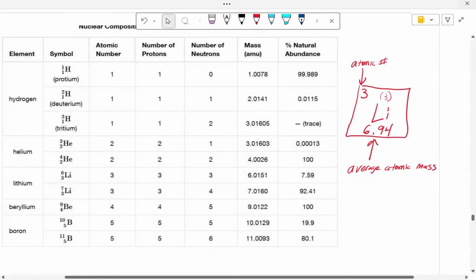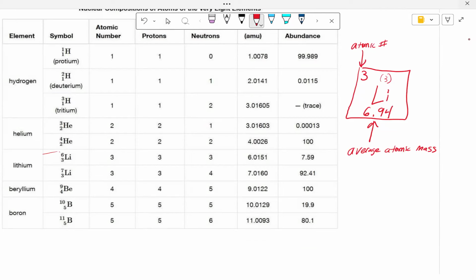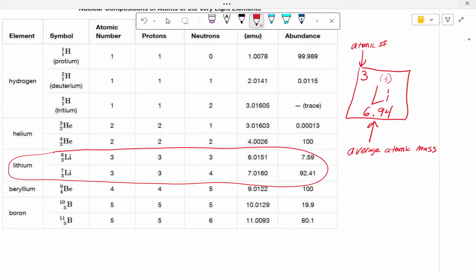And here's why that kind of number exists. I want you to look at this table. Now, you do not need to memorize this table. What I'm doing here is highlighting the differences between isotopes for some atoms. So the goal is not for you to memorize this table, but I want you to focus here on lithium. Lithium can exist as two isotopes. Either it has 3 neutrons or 4 neutrons.